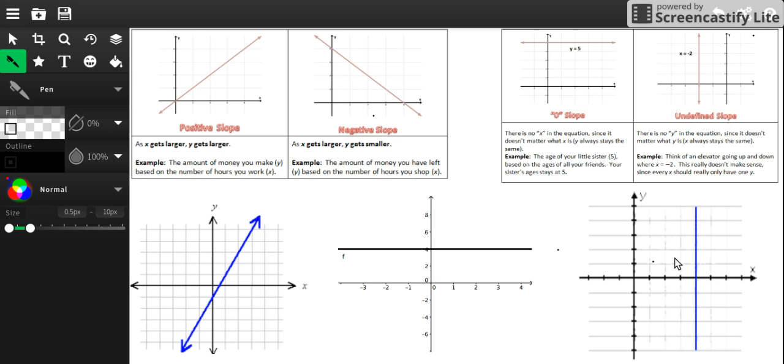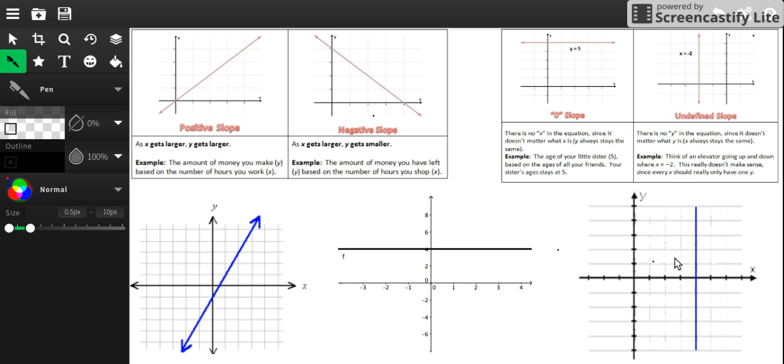Now let's talk about positive slope, negative slope, zero slope, and undefined slope. First, let's start with positive slope. As x gets larger, y also gets larger. An example: the amount of money you make is y, and the number of hours you work is x. So the more hours you work, the more money you make. So the more x, the more y.